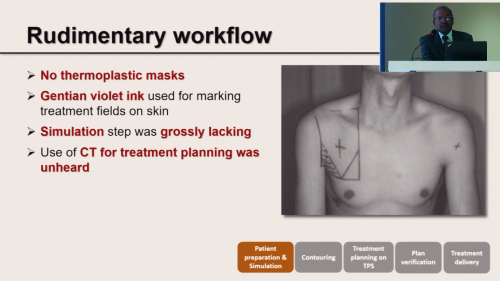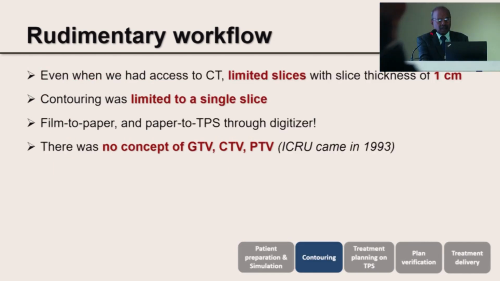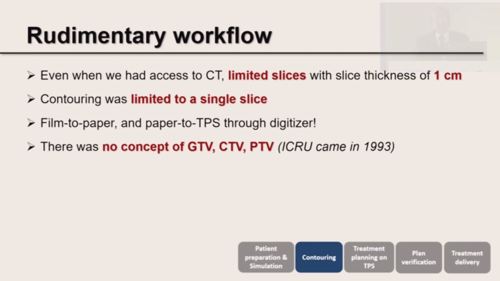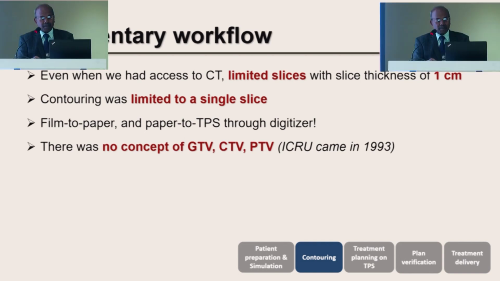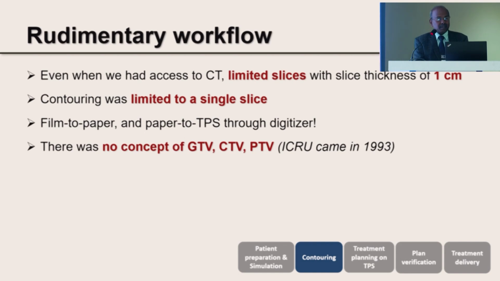And we used CT for treatment planning. I mean, the use of CT for treatment planning was unheard of because there were no CT at all. And even when we had access to CT later on, only limited slices could be taken, and the slices were of 1 centimeter thickness. Contouring was limited to one slice because the TPS could not take more than one slice.